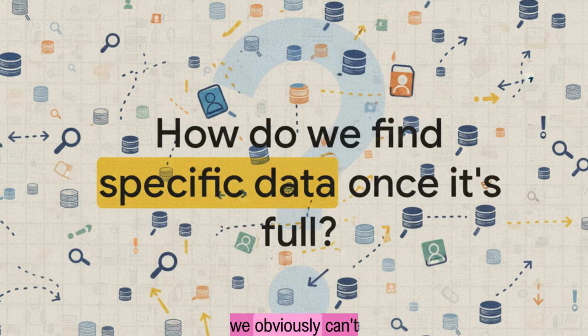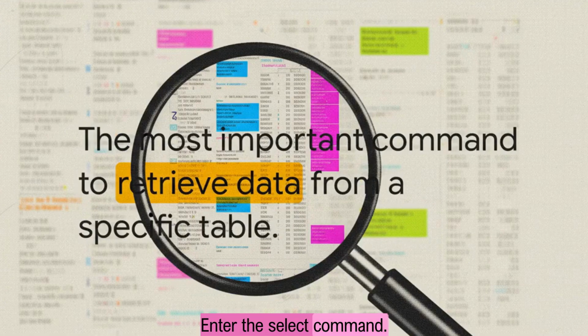I mean, we obviously can't just scroll through millions of rows manually. Enter the select command. This is arguably the absolute MVP of SQL. It's how we retrieve data. If we type select star from students, that little asterisk acts as a wildcard, displaying every single record and column from the entire table. But if we want to be surgical about it, we can ask for exactly what we need, like select name, age from students. This kind of precision is exactly what makes SQL so incredibly powerful.